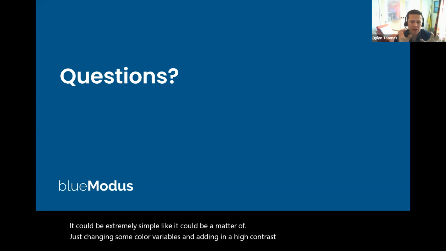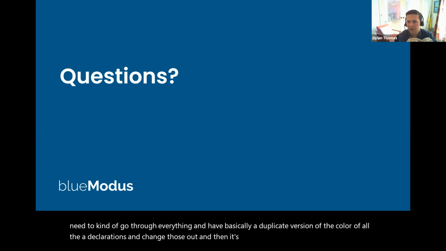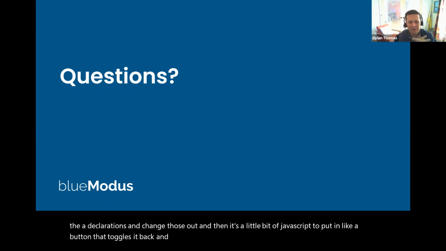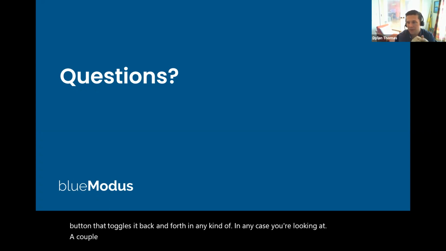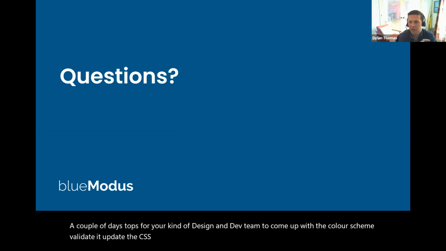Or it could be that you need to go through everything and have basically a duplicate version of all the color declarations and change those out. And then it's a little bit of JavaScript to put in a button that toggles it back and forth. In any case, you're looking at a couple of days tops for your design and dev team to come up with the color scheme, validate it, update the CSS and implement the switcher.